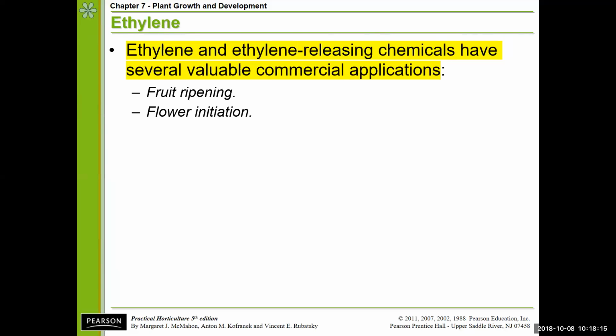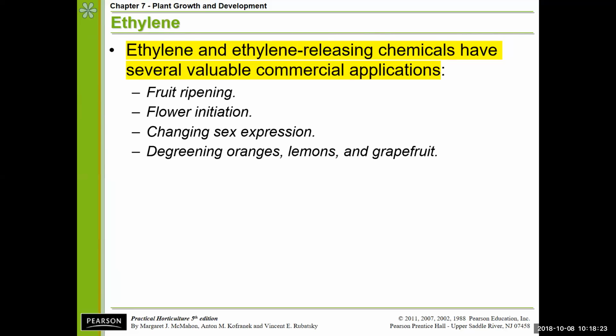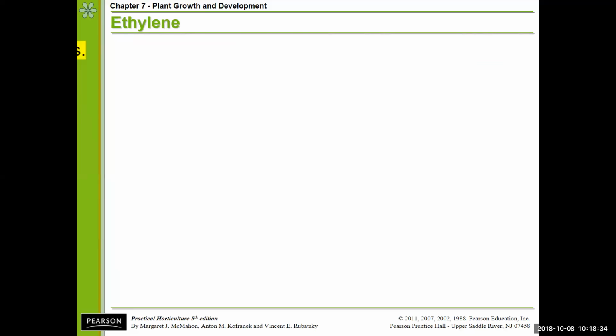pre or post harvest, flower initiation, also flower fall. It can also change the sexual expression of flowers and organisms themselves. That degreening of oranges, lemons, and grapefruit is, again, kind of more ripening, really. Harvest age and growth.